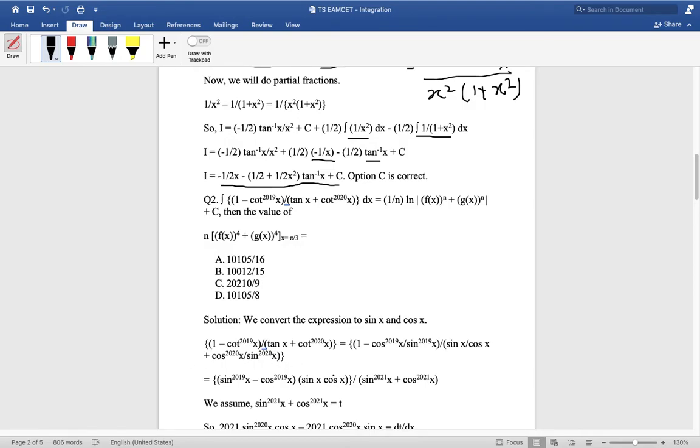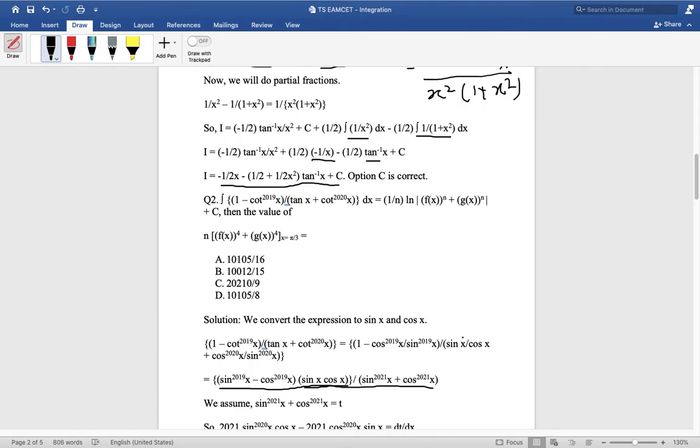So sin 2020 will go into the numerator. It will get divided by sin 2019. So only sin x will remain and cos x will also be there. So this is the expression after converting this whole thing into sin and cos, which is sin raised to the power 2019x minus cos 2019x into sin x cos x divided by sin 2021 plus cos 2021x. So this is very simple arithmetic, just plus minus multiply divide, LCM, etcetera. Every class 11th or 12th student can do that.